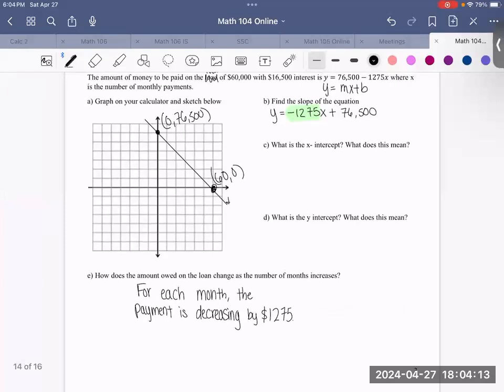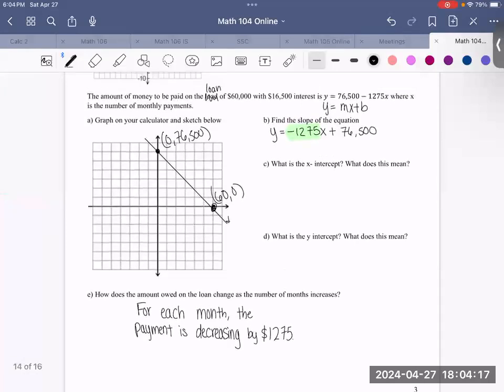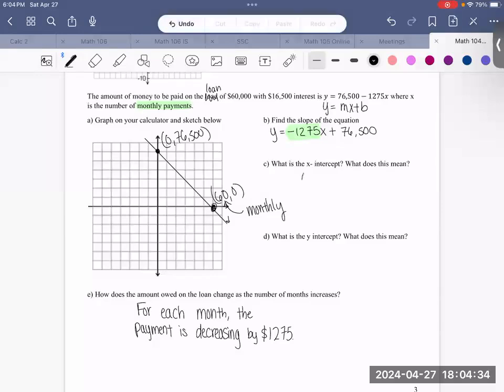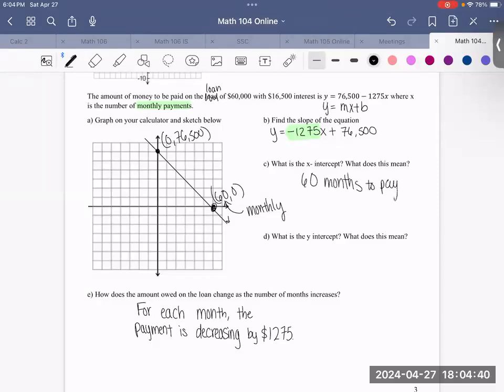Now let's take a look at your x-intercept and what does that mean? Keep in mind, we're talking about monthly payments. So your x value here is a monthly value. So come up with a good sentence on how that might work for us. Well, we could say it takes 60 months to pay off the loan.